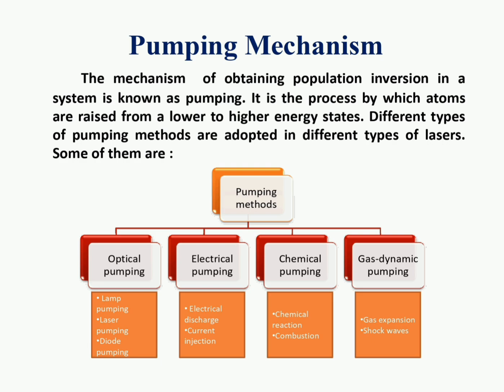The next is chemical pumping. In chemical pumping, a chemical reaction takes place. It is used in chemical lasers, etc. It can produce high power. The next one is gas dynamic pumping. It is achieved by expanding hot gases rapidly to cool them down and trap atoms in excited states. It is used in gas dynamic lasers.